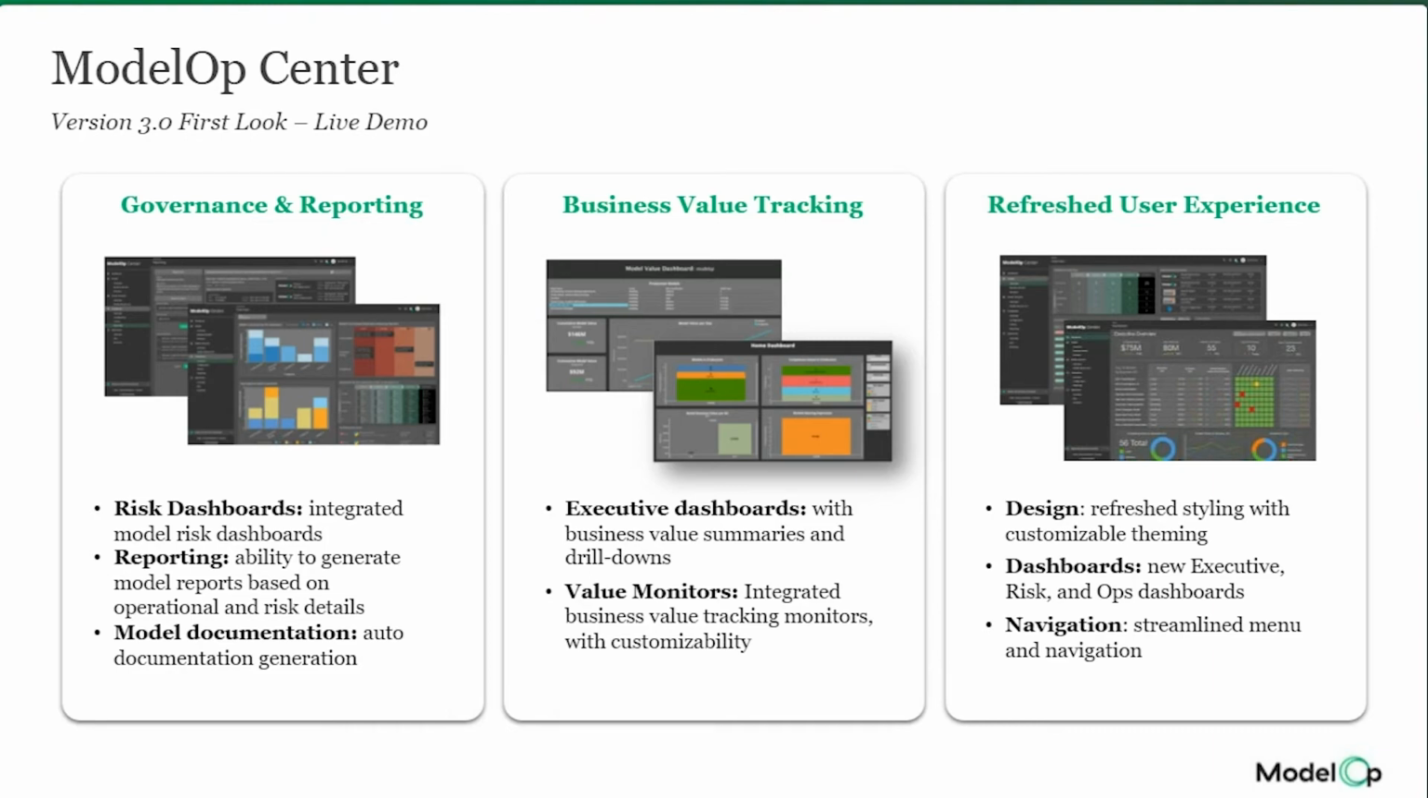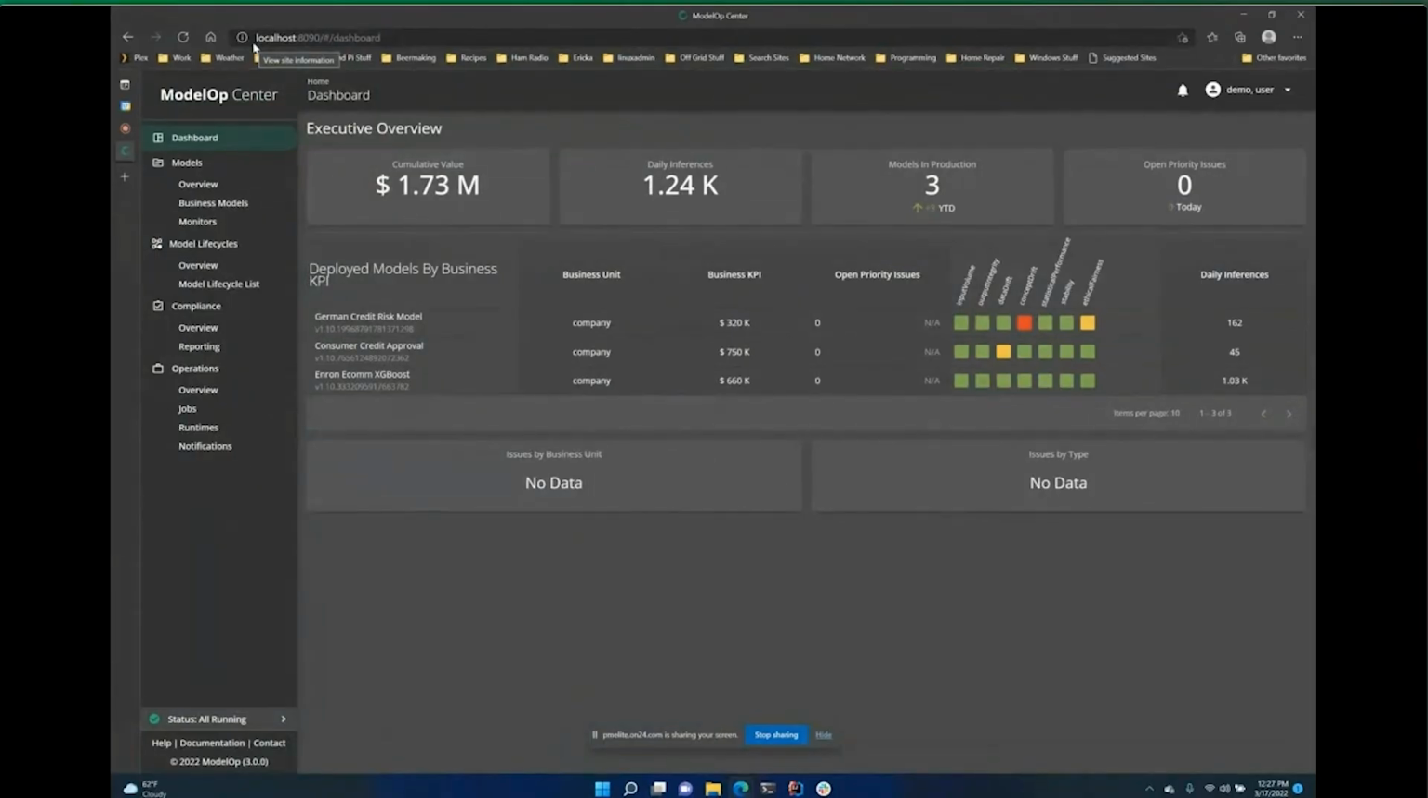So when we bring up the product now, you'll see this is live in here. We have a dashboard model running on this particular instance, where we've done just a few items. We have a few different example models: a German credit risk model, a consumer credit approval model, and an Enron communications model. So you can see where we can track the cumulative value that all these models are providing, as well as the number of inferences that they're doing. We also track the number of models that we currently have in production.